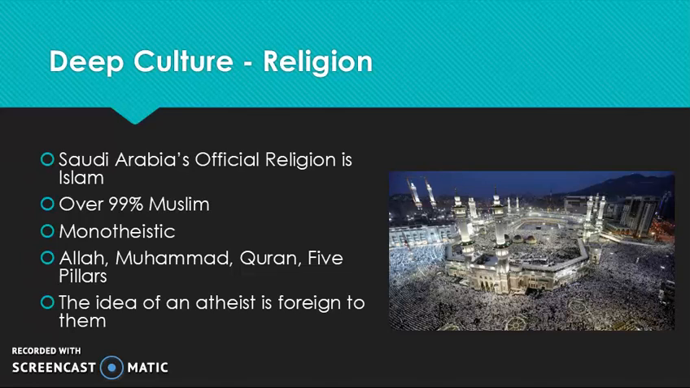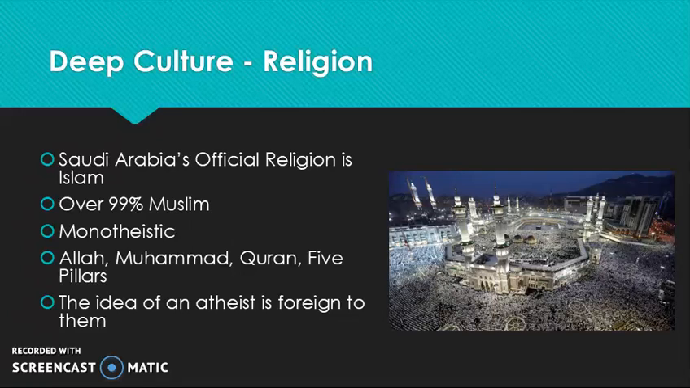Another part of deep culture in Saudi Arabia that I wanted to look at was religion. I already knew, as most people do, that Saudi Arabia's official religion is Islam. Over 99% of the population is Muslim. There's basically nothing there except for the religion of Islam. It's monotheistic. They worship Allah. Allah is not actually the name of God. Allah is the literal translation of the word God. So just like Christians say, "Oh, I worship God," that's the same thing as saying, "Oh, I worship Allah." It's the Arabic word for God.